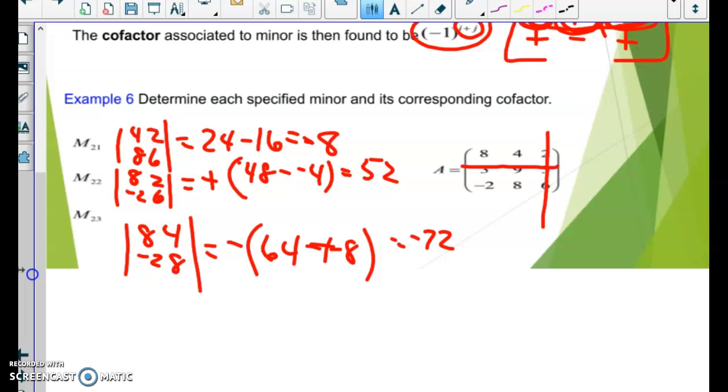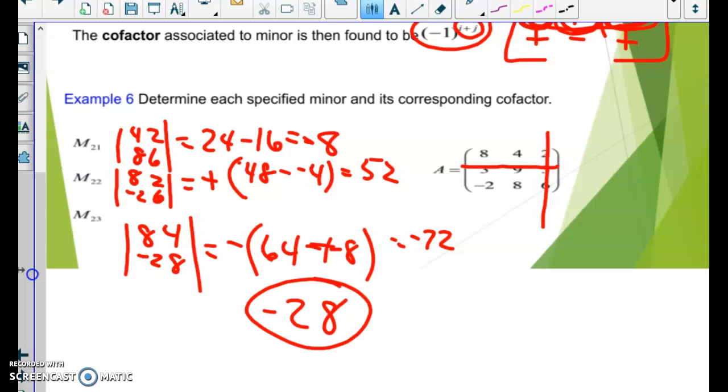So when I add those 3 minors together, I get negative 28. Negative 28 would be the determinant of the whole matrix.